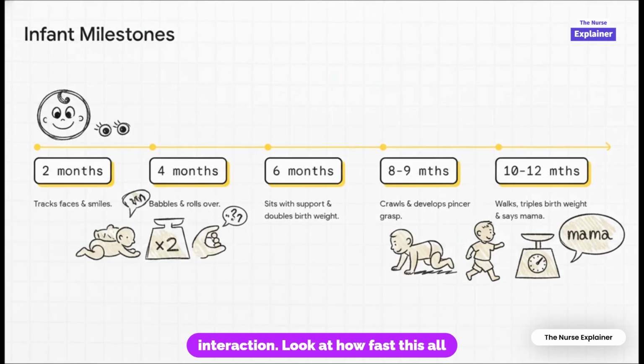Look at how fast this all happens. The physical growth and functional development map out together perfectly. At 2 months, an infant is tracking faces and smiling. By 4 months, they babble and roll over. By 6 months, and definitely take note of this clinical marker, they sit with support and they double their birth weight. By 8 to 9 months, they're crawling and mastering that crucial pincer grasp. And by 10 to 12 months, they're walking, saying simple words like mama, and they've literally tripled their birth weight. Seeing that physical growth align perfectly with functional skills gives you the complete clinical picture.